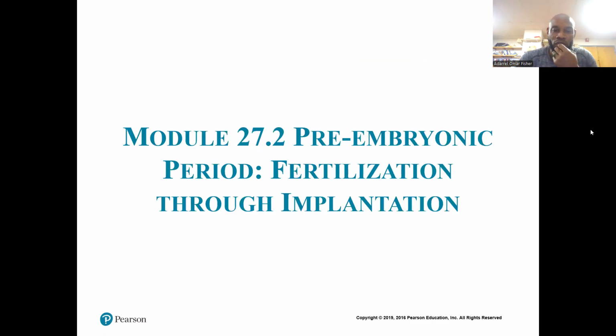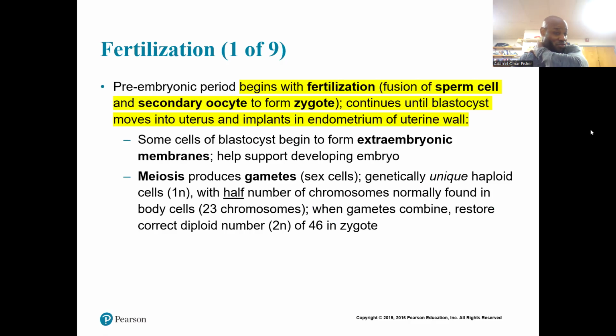All right, so let's discuss this pre-embryonic period, fertilization through implantation. Fertilization happens. The sperm and secondary oocyte, the egg, form a zygote, which continues until blastocyst. The blastocyst moves into the uterus and implants in the endometrium wall, that nice wall of the uterus where it can start to receive nutrients. Some cells of the blastocyst begin to form an extra embryonic membrane, to support that embryo.